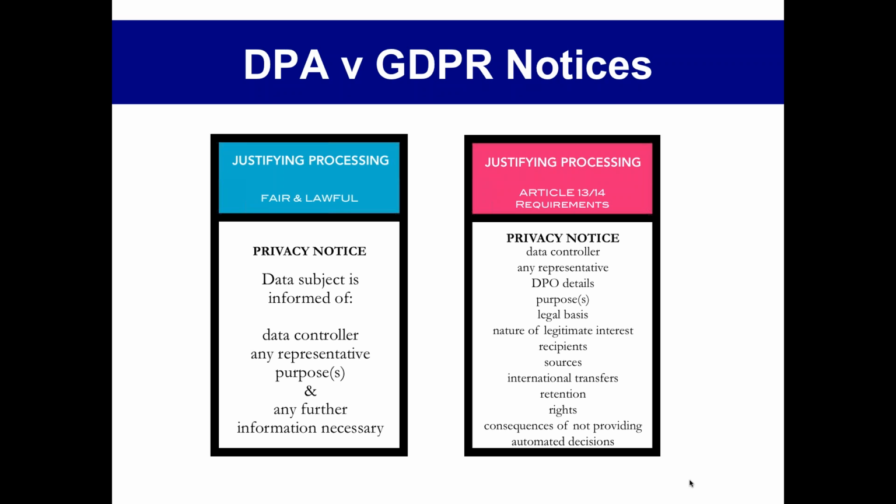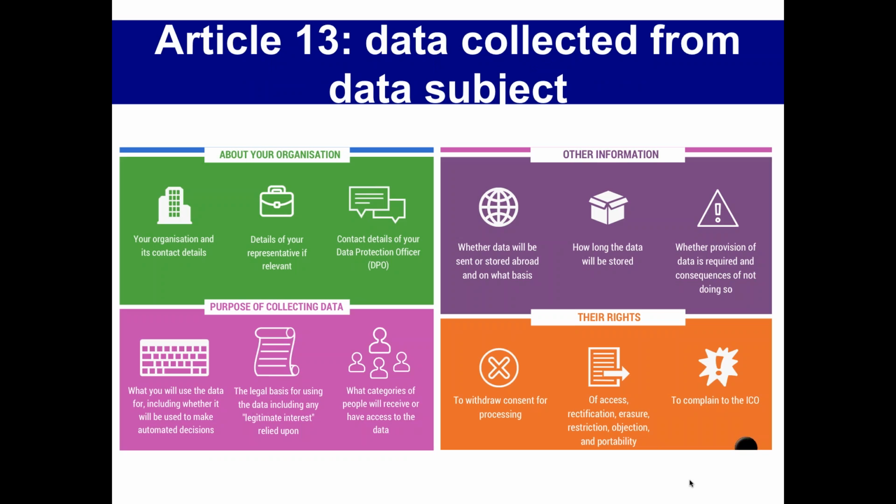If we look at the list on the right, though, you can see that there's an awful lot more information which the GDPR requires you to provide to data subjects. And really what's happening here is that the GDPR is specifying in much more detail what it is you have to provide to people. So what I've attempted to do here is summarise what GDPR requires you to tell people when you collect data from them. And you can see it's a much longer list than under the Data Protection Act.